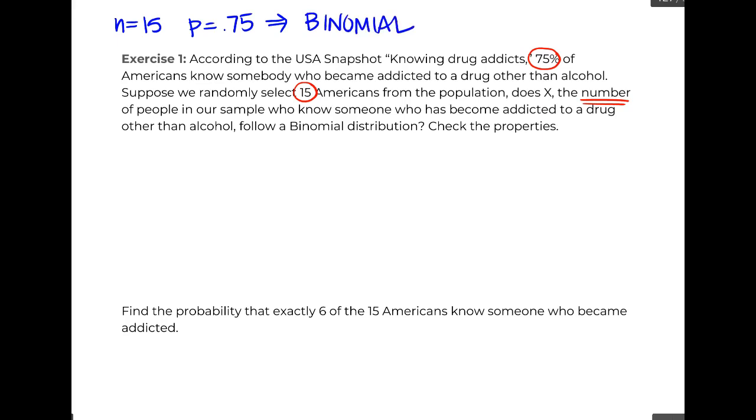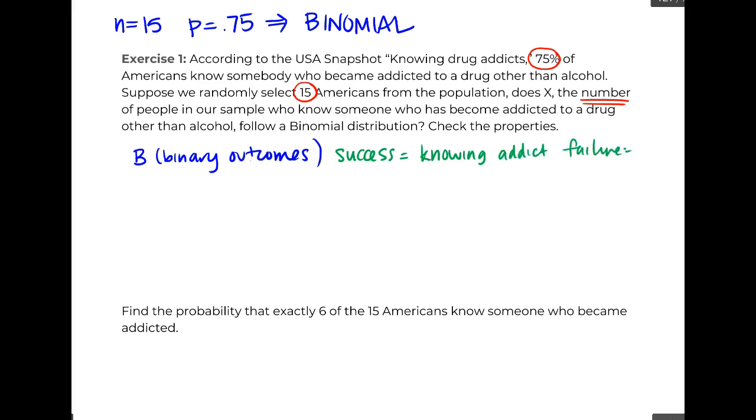Because we have a probability of success and we have our fixed number of trials. We just need to check the rest of BINS. So let's check our properties. B is that we have binary outcomes. In order to check this, we actually have to show that we have done this work. So our success is knowing someone, and our failure is not knowing someone. Right? It's very easy to make binary when we have a success, with the failure being just not that.